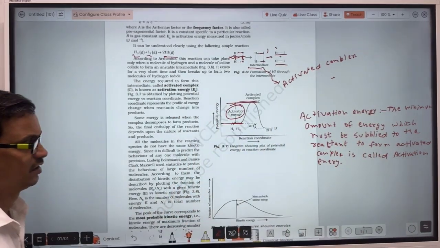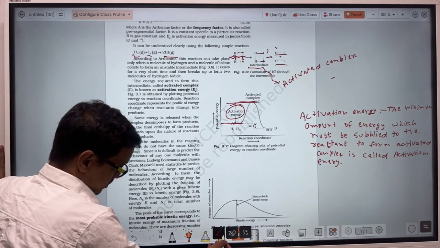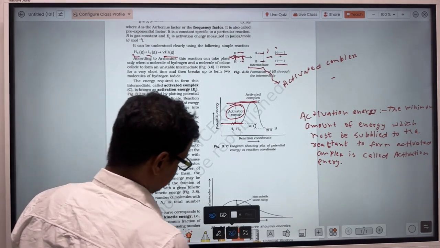This is activation energy: the minimum amount of energy which must be supplied to the reactant to form the activated complex is called activation energy. Okay. One point also keep in mind.